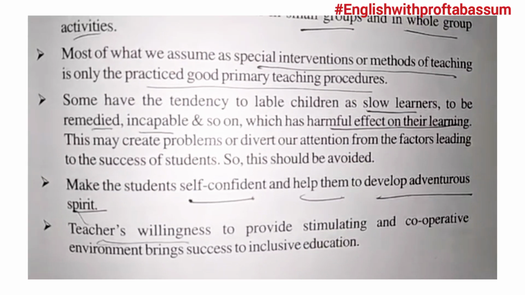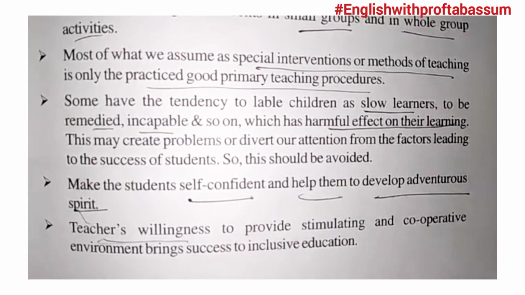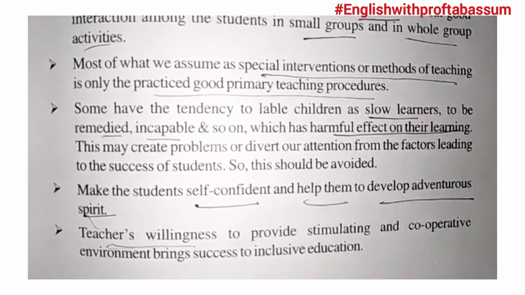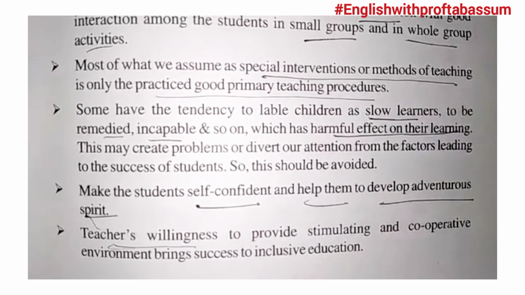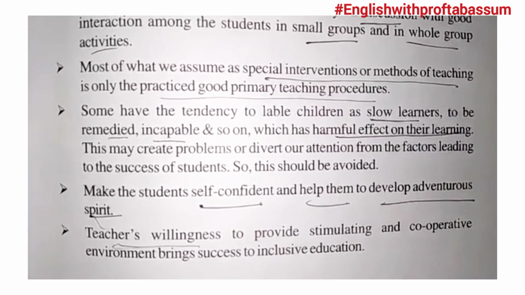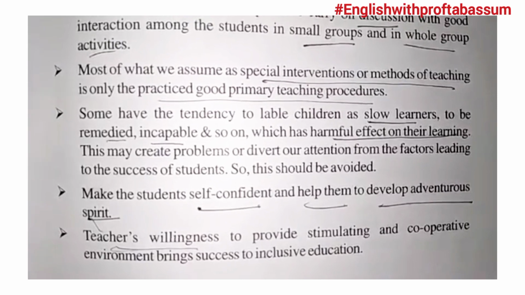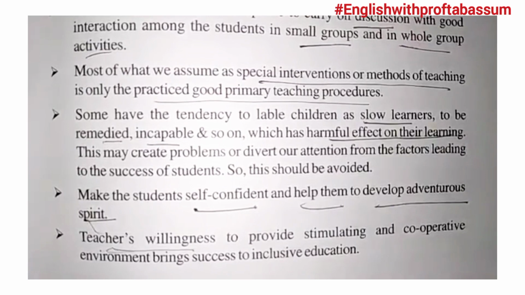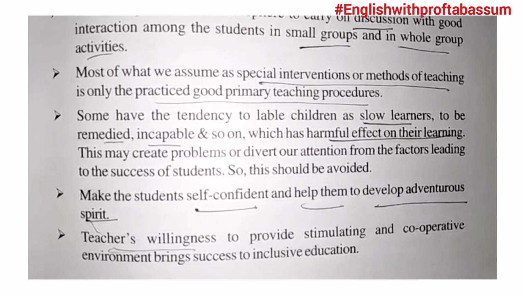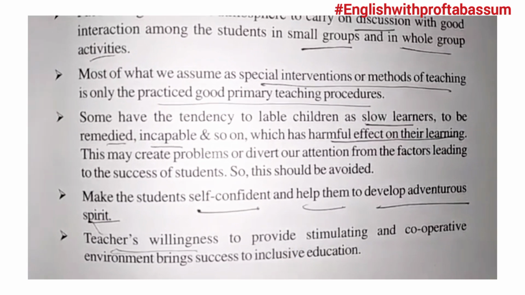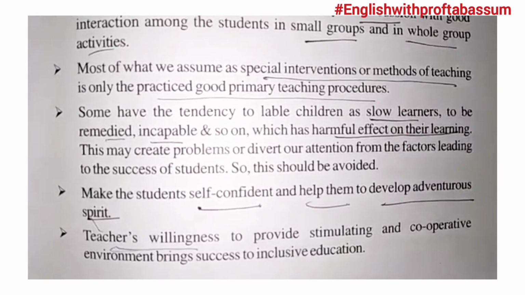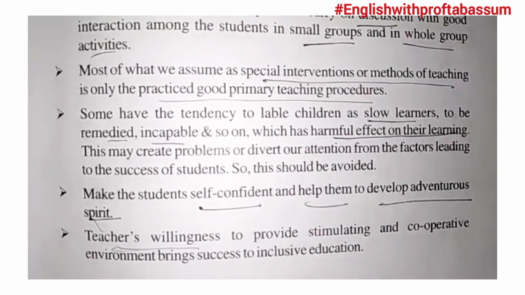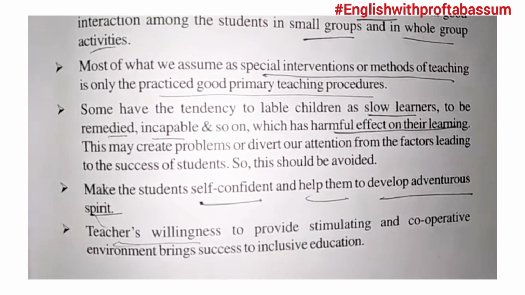Next, it says that the teacher should not label the children like they're slow learners or they're incapable, they're remedial. If the teacher starts labeling the children, then it is very harmful as it affects the child while they're learning. It not only affects the child mentally and socially, but it also diverts his attention away from those factors of learning which lead the students towards success. So the teacher should avoid labeling the children.